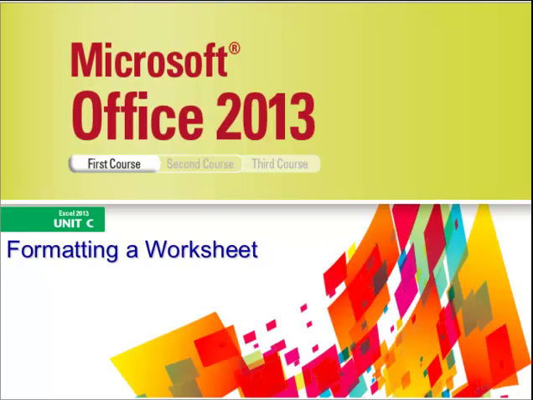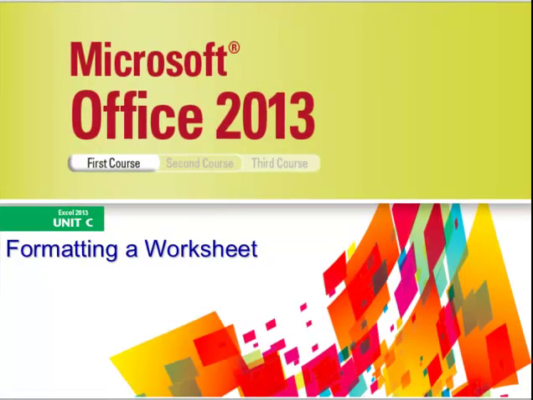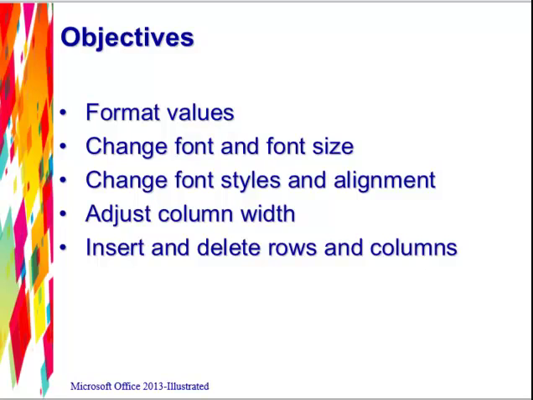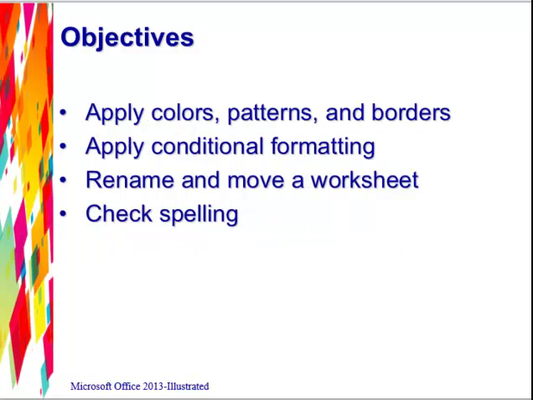And within Unit C, we're going to talk about how to format values, how to change font and font sizes, how to change font styles and alignments, how to adjust column width and insert and delete rows and columns. We're going to talk about applying colors, patterns, and borders to your spreadsheets, how to apply conditional formatting, how to rename and move a worksheet, and how to check spelling within the worksheet.